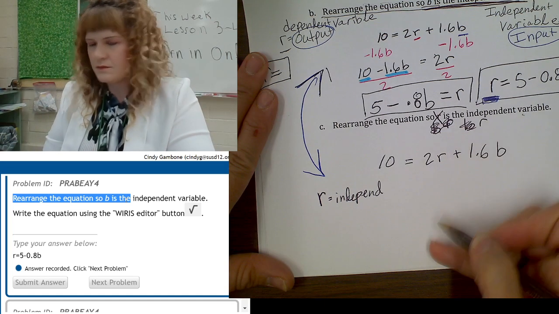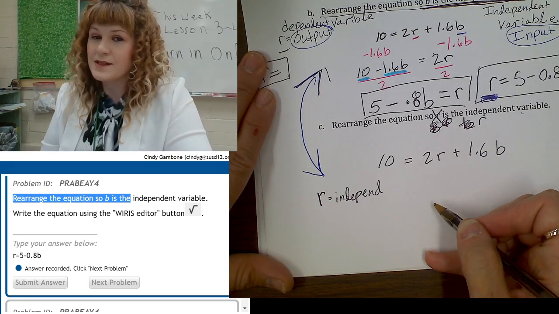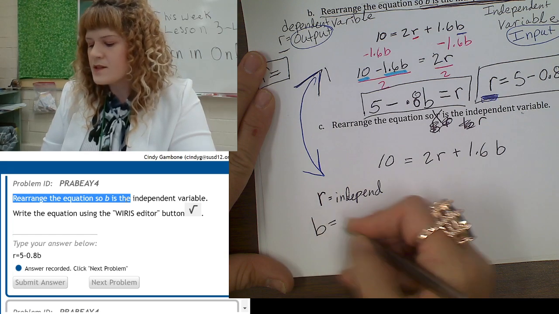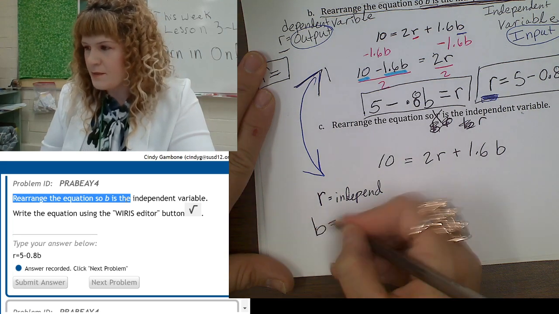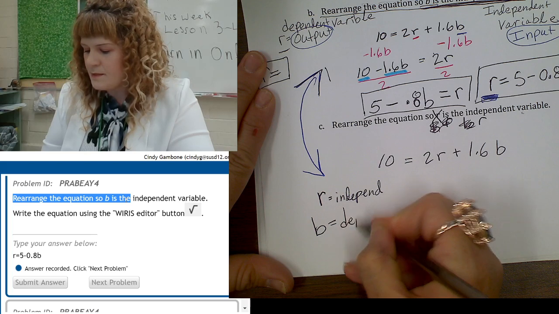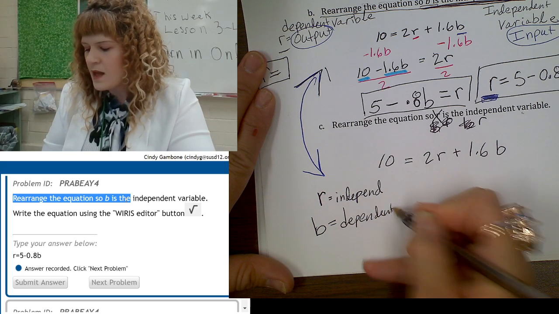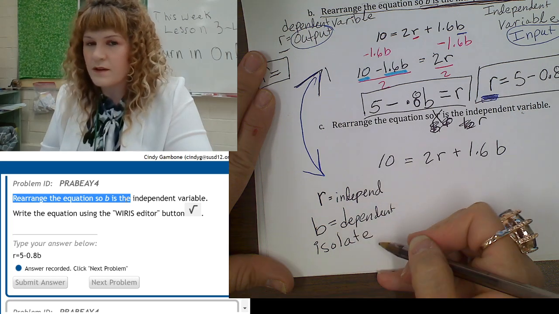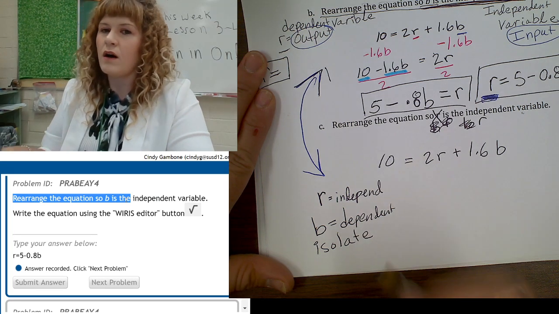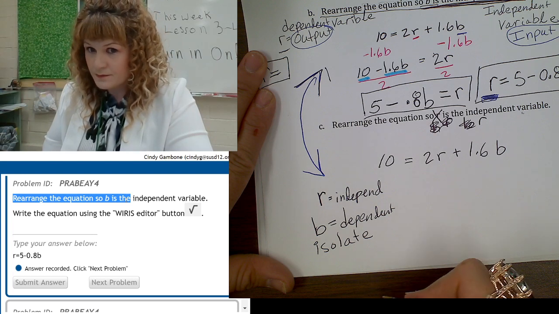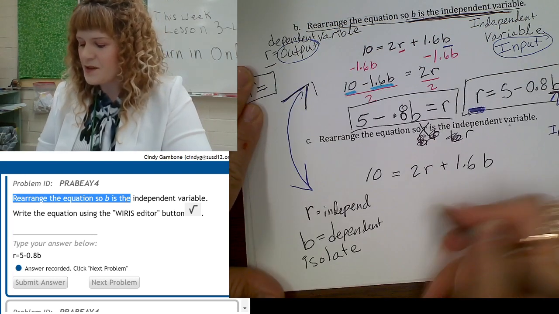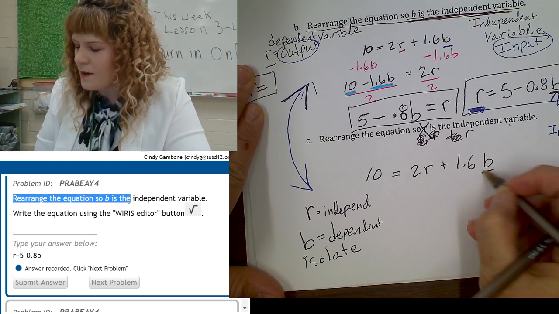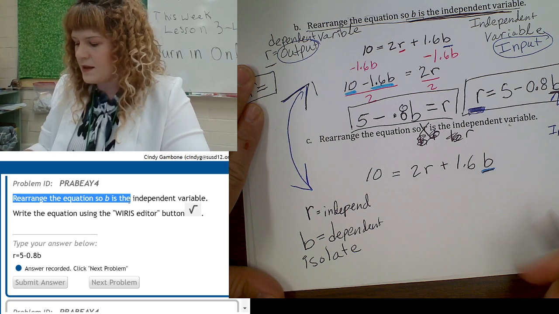r. I love x and y, it's less confusing. Anyway, r is going to be the independent variable, so I have to isolate the b. b equals dependent. I have to isolate the b. Whatever the dependent variable is, that's the one you get all by itself. Okay, so b is the dependent variable. I need to get b all by itself. I'm going to isolate the b.